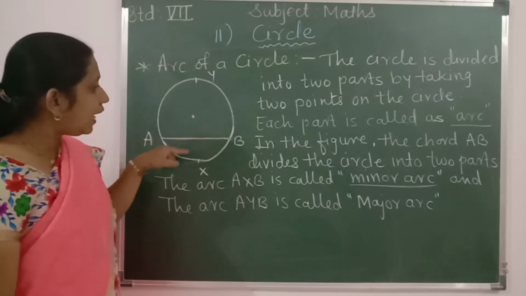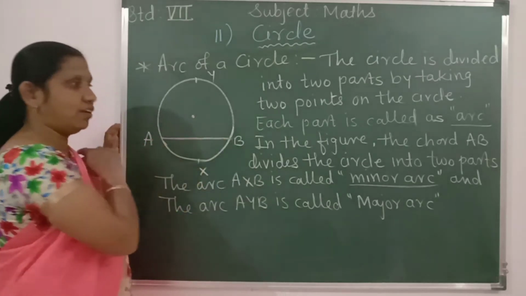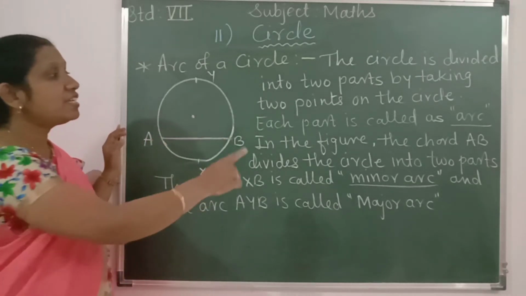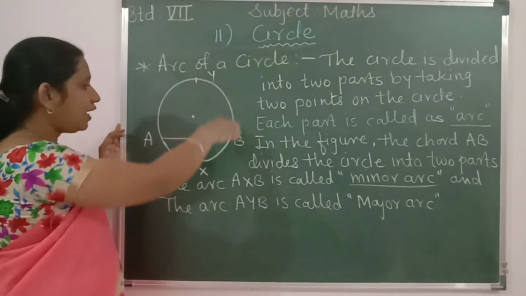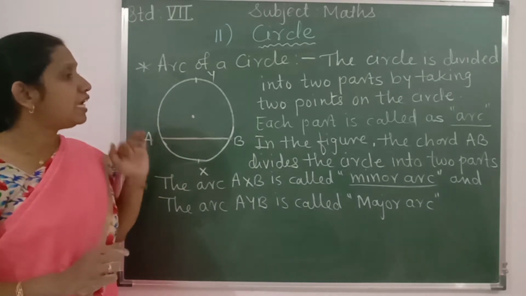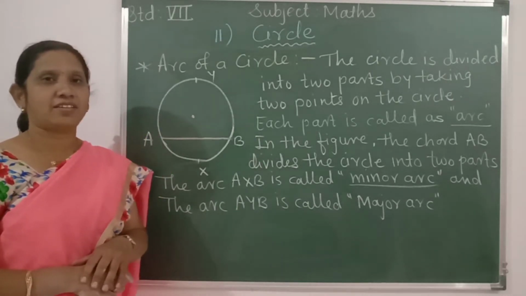The arc AXB, which is small, is known as minor arc. Minor means small. And the arc AYB, which is big in size, is known as major arc.